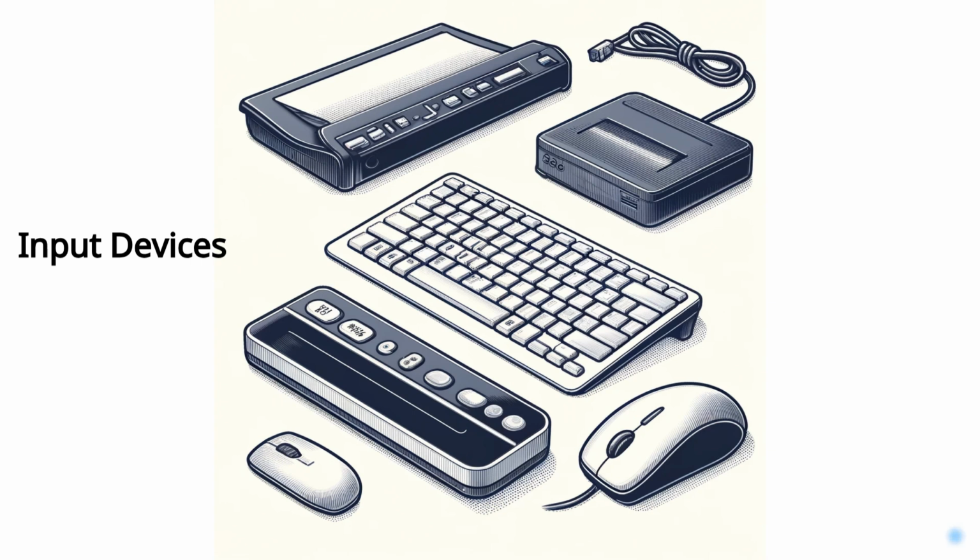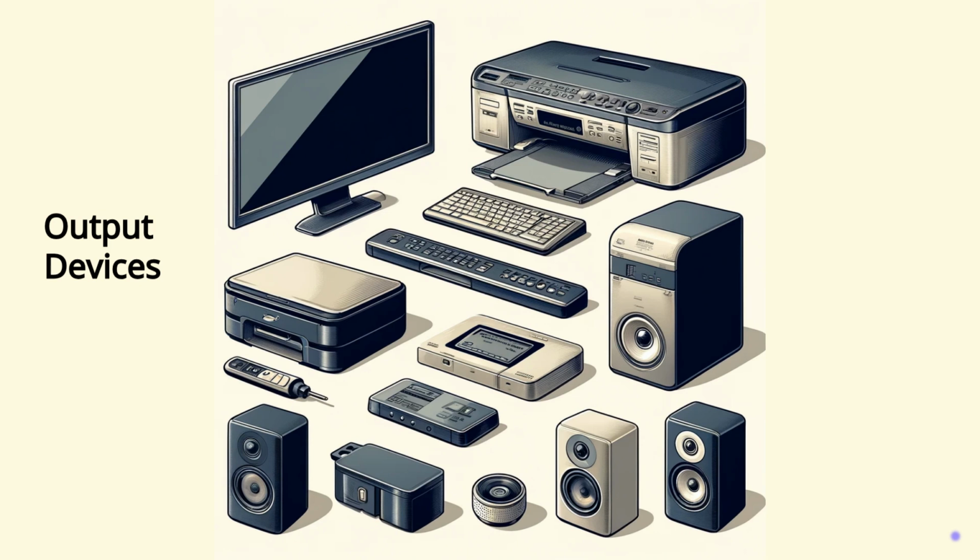Let's not forget about input and output devices. Input devices like keyboards, mice, and scanners allow you to enter data into the computer. They translate physical actions into digital signals. Output devices such as monitors, printers, and speakers display or output data from the computer. They convert the computer's digital signals into a human-readable or perceivable form.